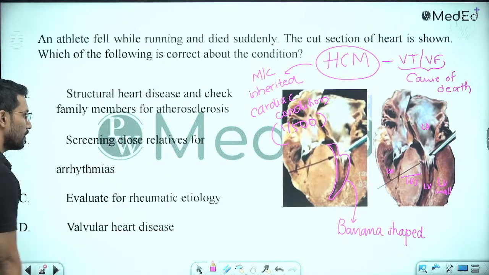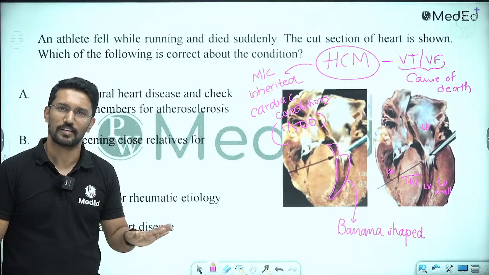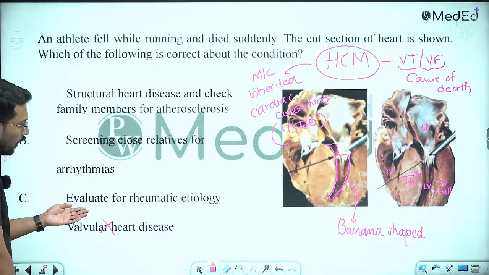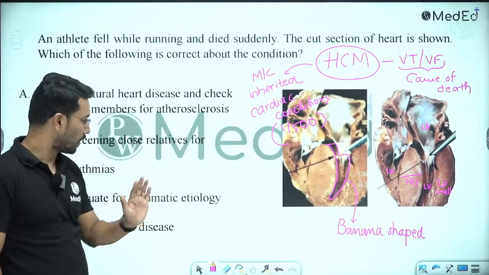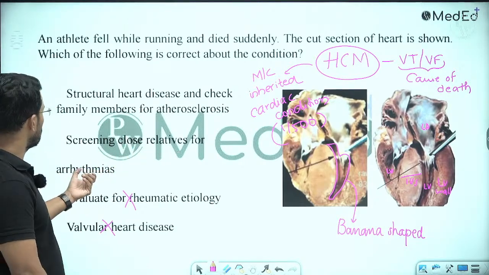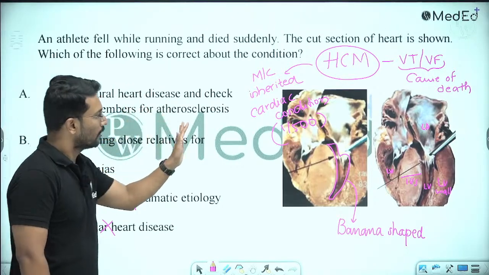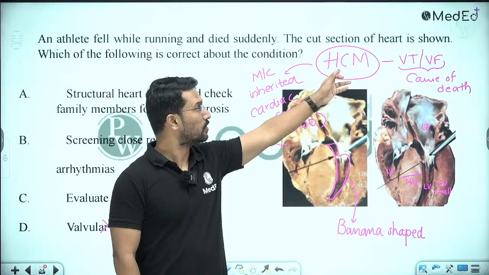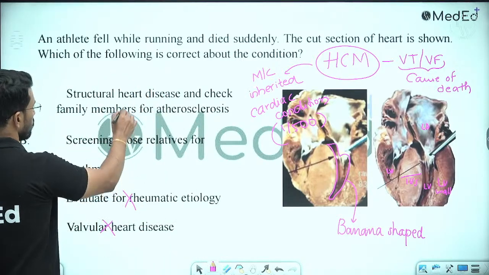Is it a valvular heart disease? Technically, we can call it subvalvular aortic stenosis, but certainly it's not a disease of the valve. So I'm not going to buy option D. Okay. Evaluate for rheumatic etiology? Absolutely not. It is an inherited condition. There's nothing to do with rheumatic fever or something like that. No. Okay. Screening the close relatives for arrhythmias and structural heart disease and check family members for atherosclerosis. See, atherosclerosis is not responsible for this. This is a clearly inherited myosin protein mutation leading to hypertrophy. So this is also not the answer.